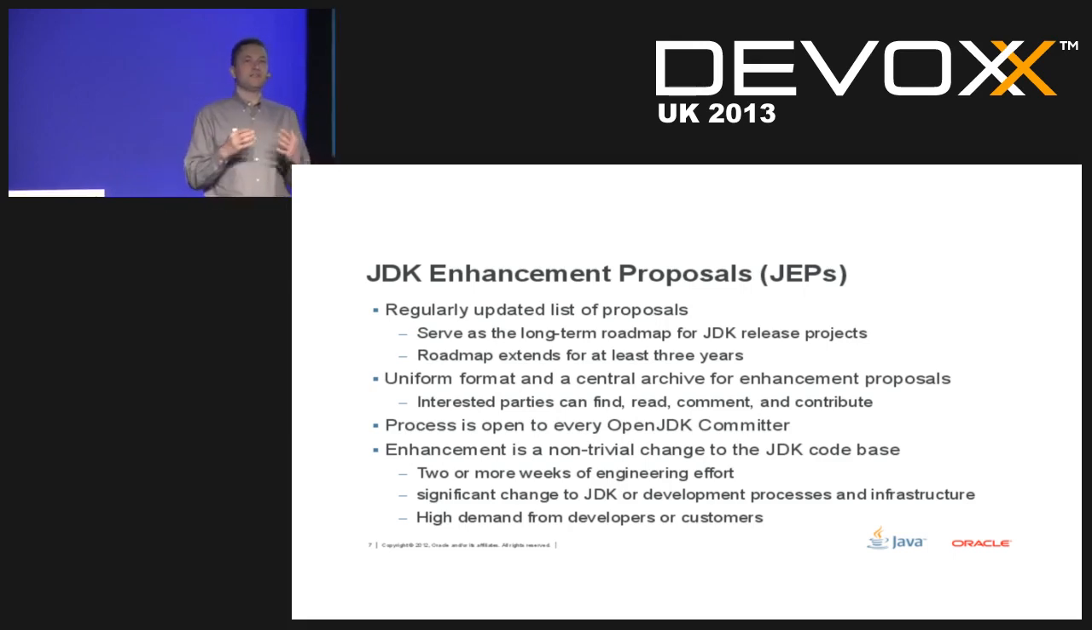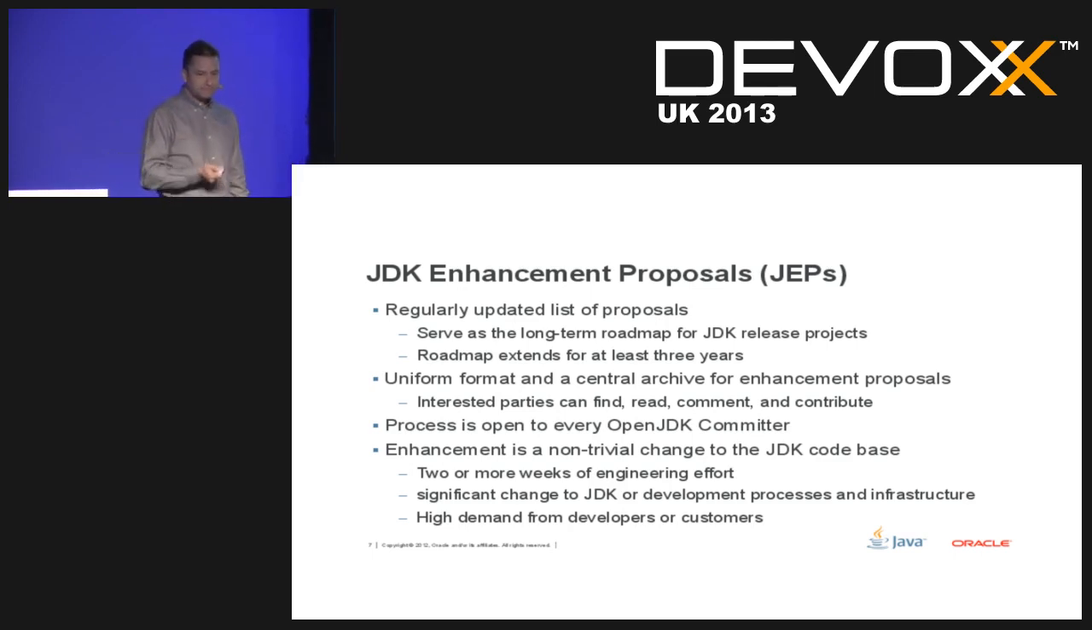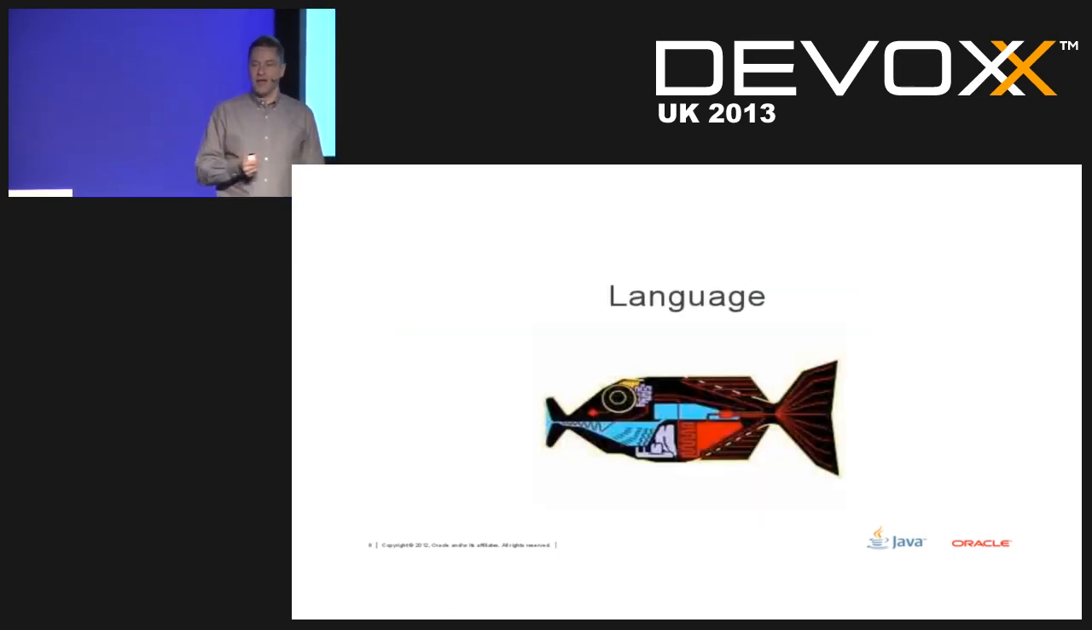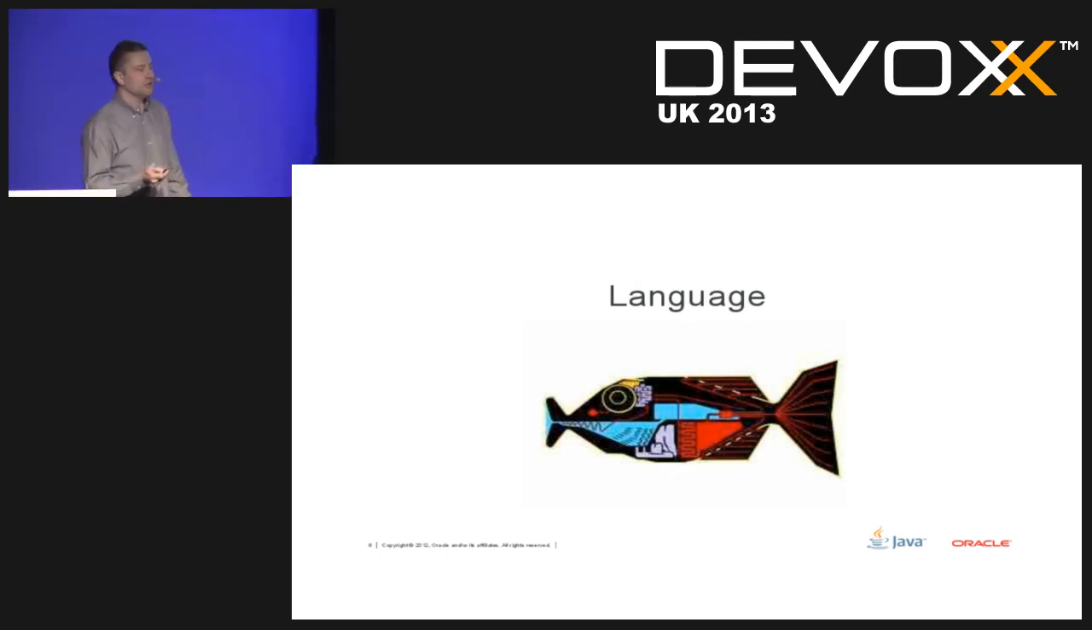And in terms of the things that we're looking at, we're not simply talking about fairly trivial changes. We're talking about substantial pieces of work that might require significant engineering. They might require a few months of work to actually get these things completed. So let's dive into the various changes that we've proposed for Java SE 8. We'll start with the language side of things.